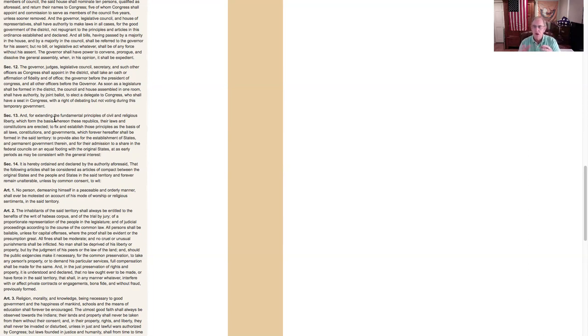But the purpose of adding more states, more republics to the original 13 republics was for extending the fundamental principles of civil and religious liberty, which form the basis of the republics, the laws, and the constitutions. So civil and religious liberty combined are the basis for all government and society in the republics.